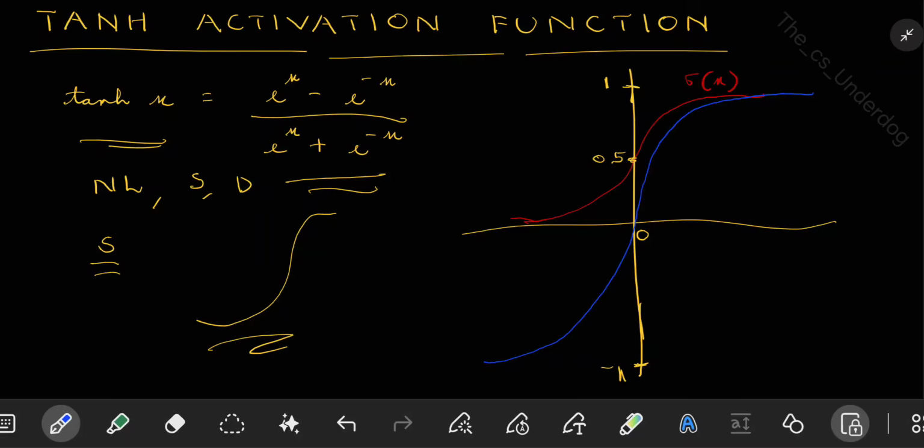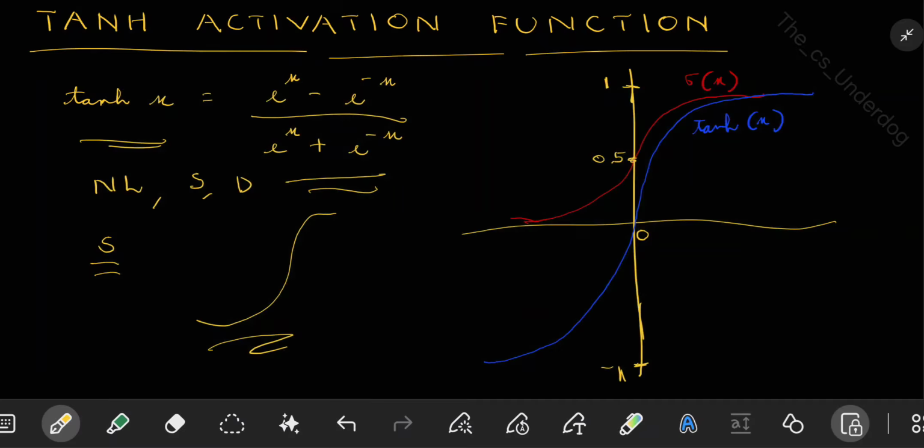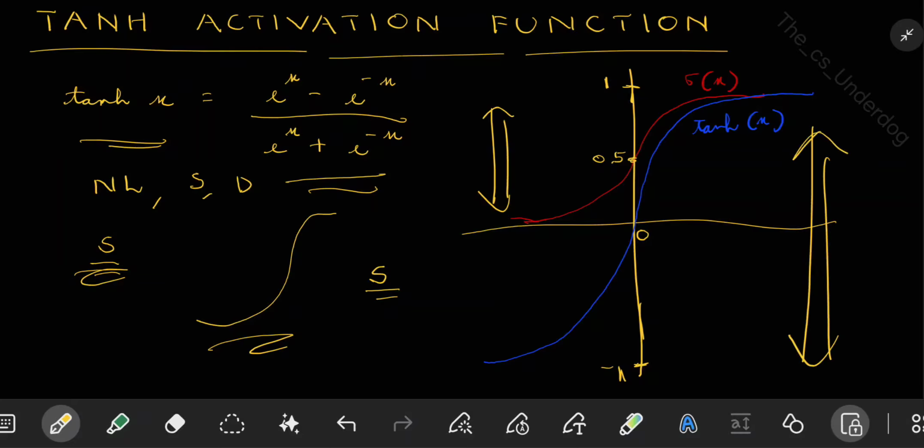So both tan h and sigmoid of x, I'll write tan h of x here, both are sigmoid in shape. Sigmoid means S shape, that is it, okay? So both have a sigmoid shape, but in case of the sigmoid function, it takes values between 0 and 1. But in case of tan h, it takes values between -1 and 1.